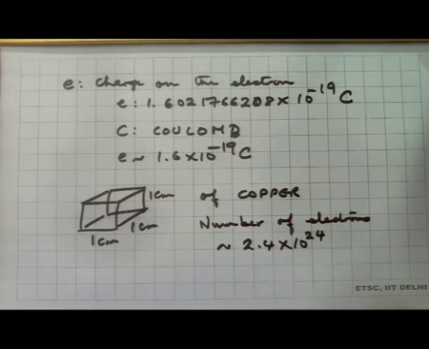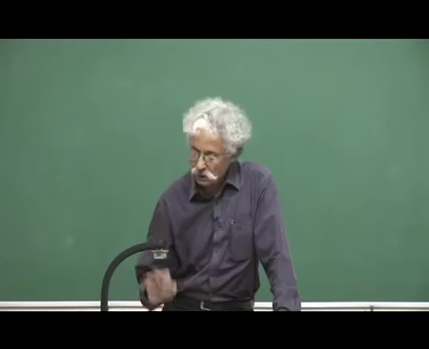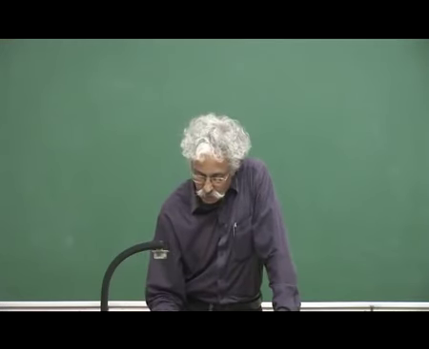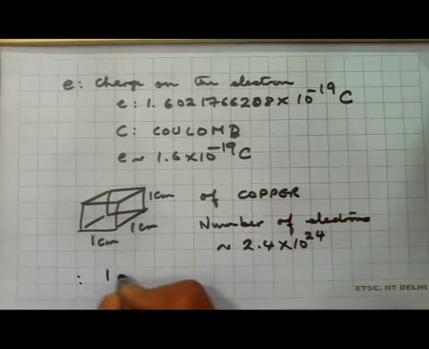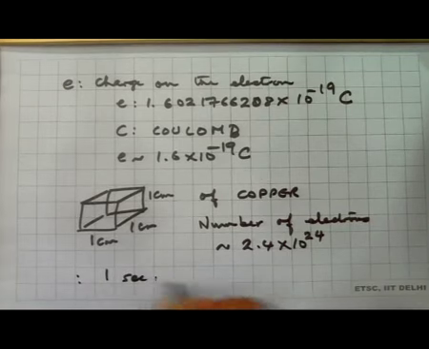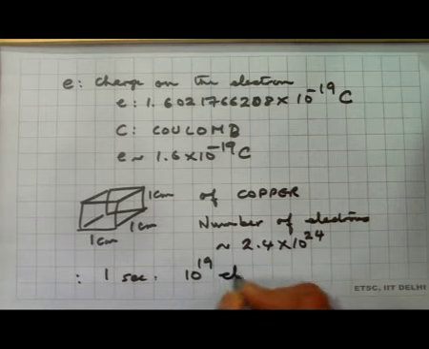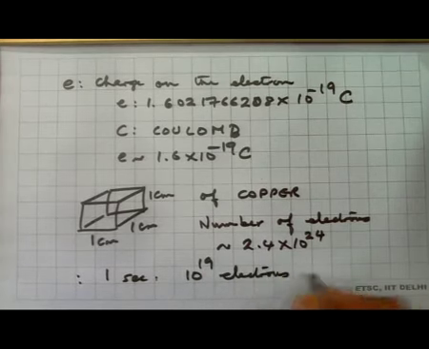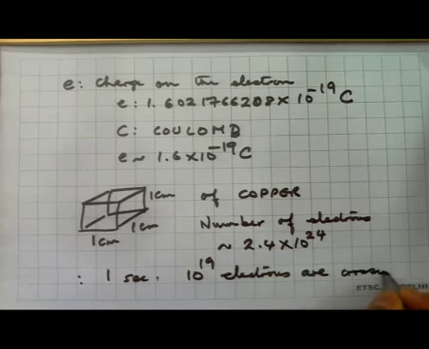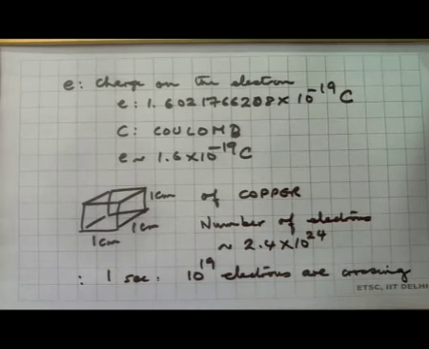If you take a standard bulb, for example, in which you are passing current and you are getting light, in 1 second about 10 to the power 19 electrons are crossing. So, the electron charge is a very, very small quantity of charge.